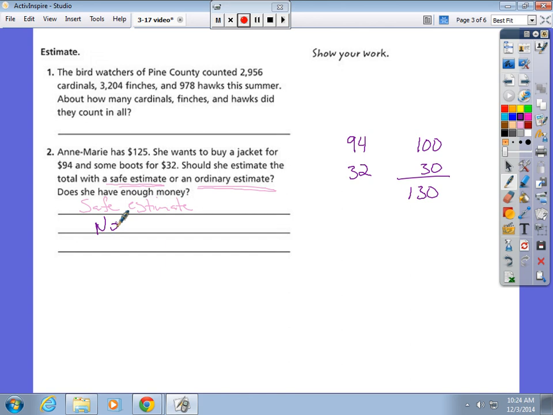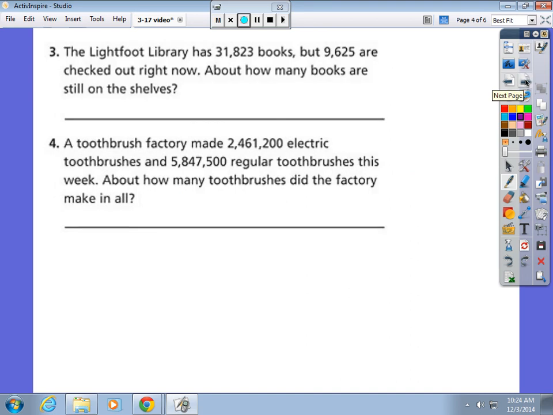She has $125, needs $130. So she needs $130. She only has $125.